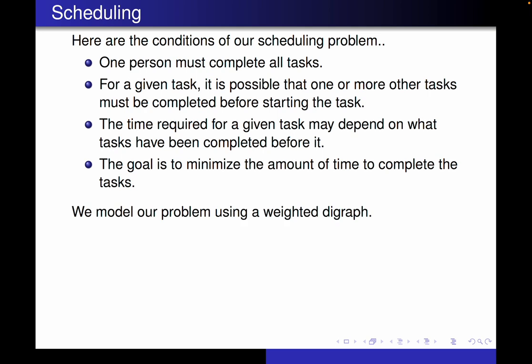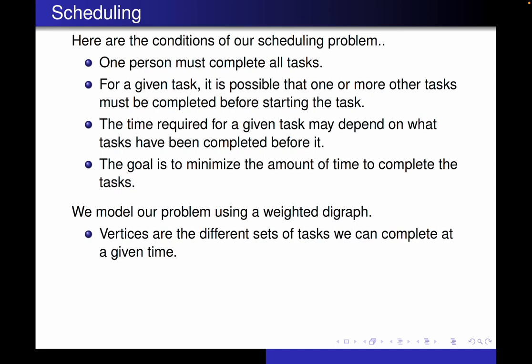And to help us solve this problem, we are going to model it using a weighted digraph and then use some of our algorithms to find the best order possible. The vertices are the different sets of tasks that we can complete at a given time. Now you may think that you can complete any given set of tasks at a given time, but because of the constraints on our problem, there may be some subsets that are left out.